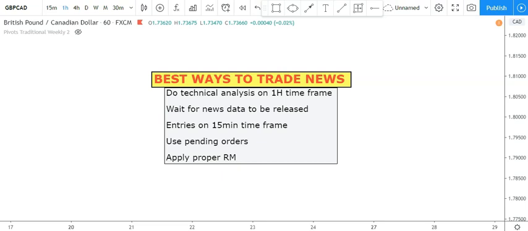Okay, A plus traders, on this particular episode we are going to look at how to combine fundamental and technical analysis, and also we are going to look at the best ways to trade the news.